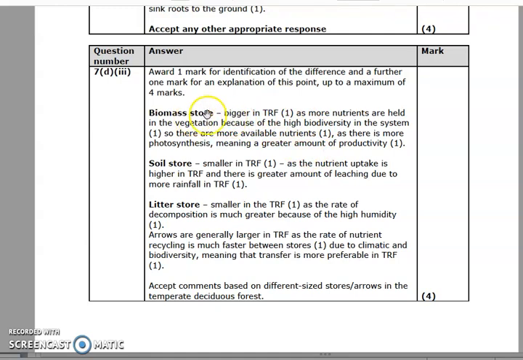So for example, the biomass is bigger in the TRF as more nutrients are held there because there are more available nutrients overall because there is photosynthesis. It might be related to the climate. You might say that because of the high levels of sunlight and rainfall, there is greater primary productivity, so a greater biomass. So that's the end for this bit.